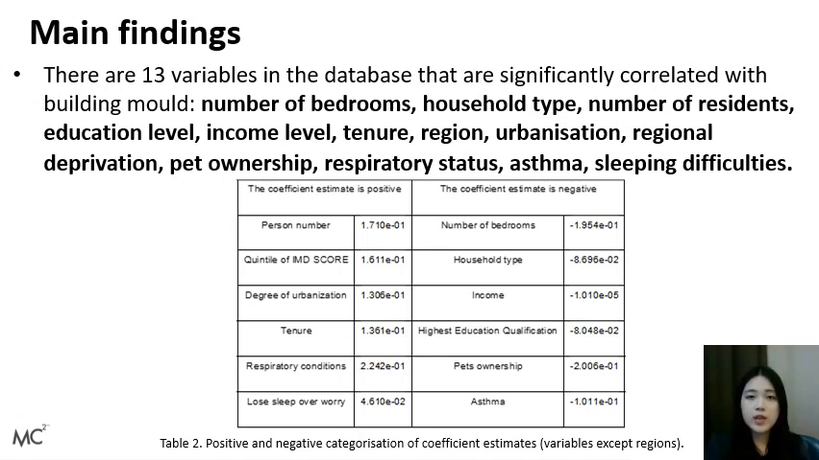Table 2 is the classification of the coefficient estimates for those variables, excluding regions, where a positive coefficient indicates that the probability of mold presence increases when the value of the variable increases, and on the other hand, a negative coefficient means that the probability of mold presence decreases when the value of the variable increases. The higher the value, the higher the probability. As an example, the coefficient estimate for income is a negative value. This means that when household income increases, the probability of mold being present decreases.